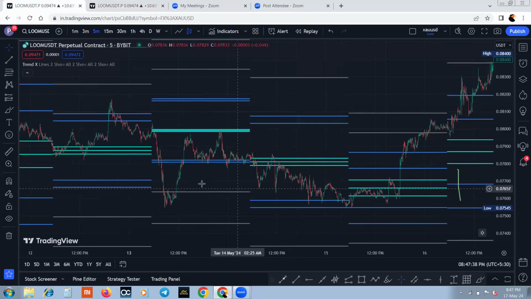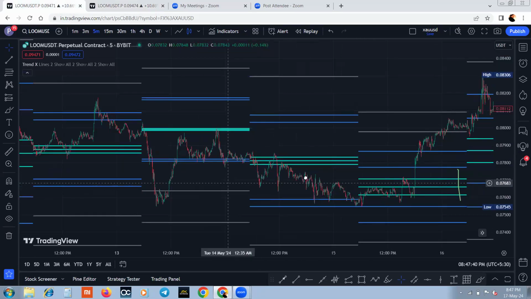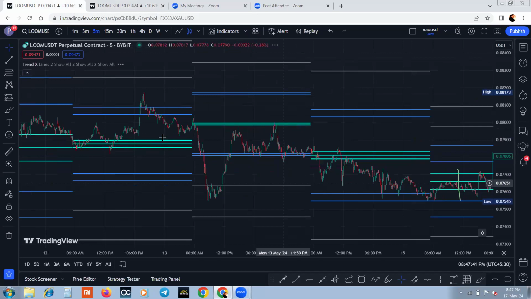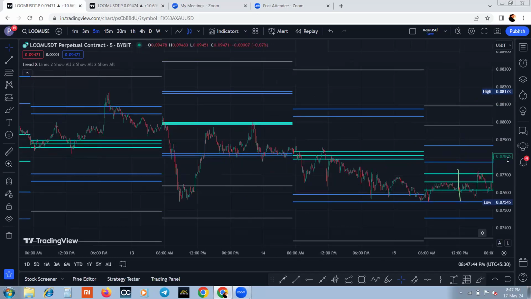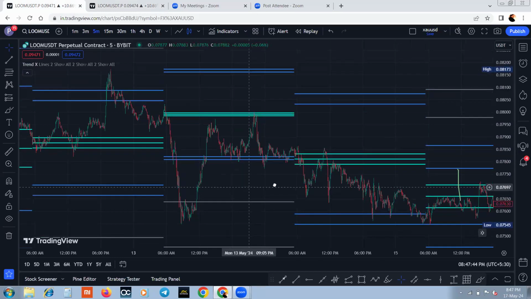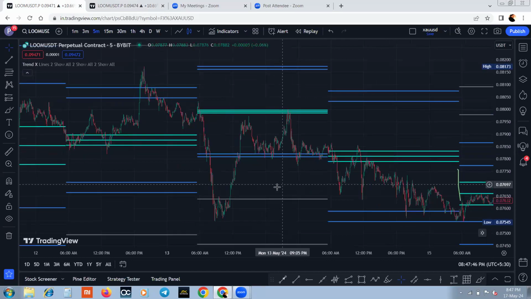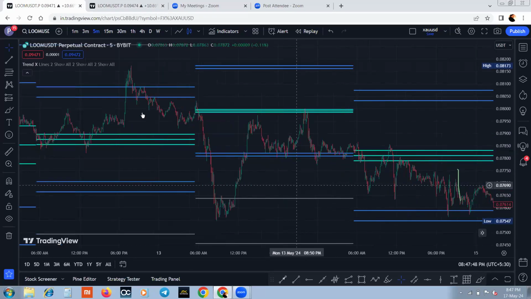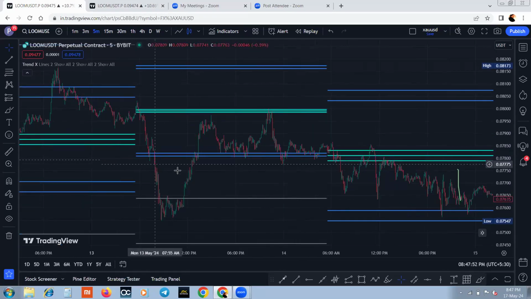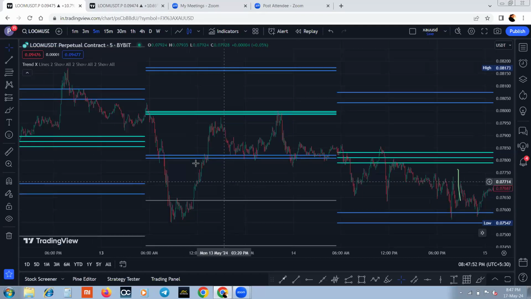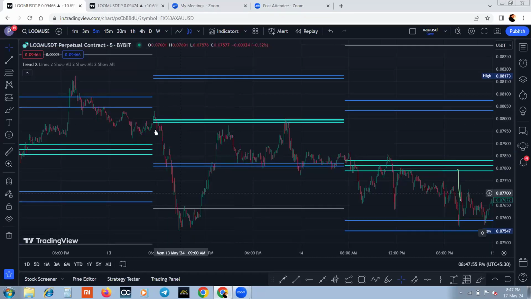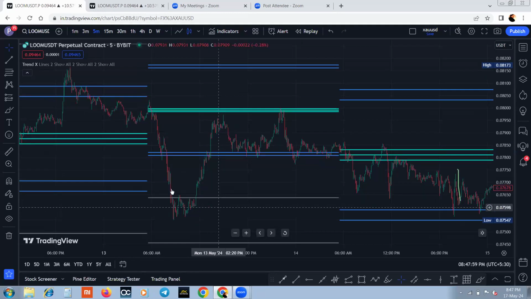See here, this was the Monday. Okay, this was day one. So where we saw that weekly was narrow, so market started falling here. Correct. So early morning it came and it gave very good TPs.